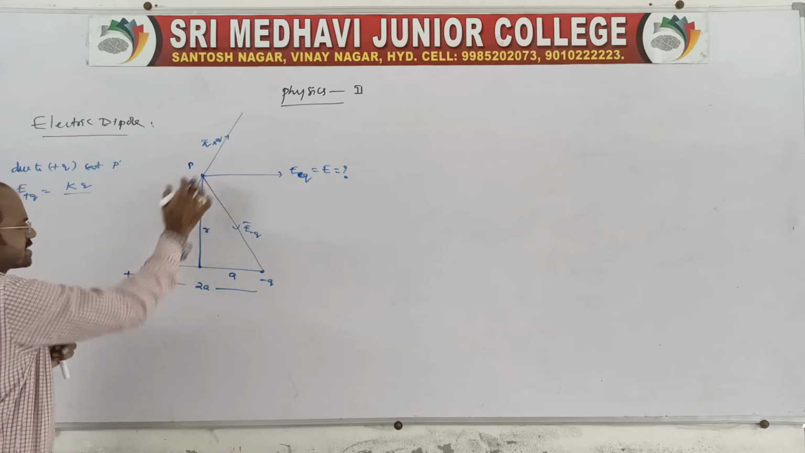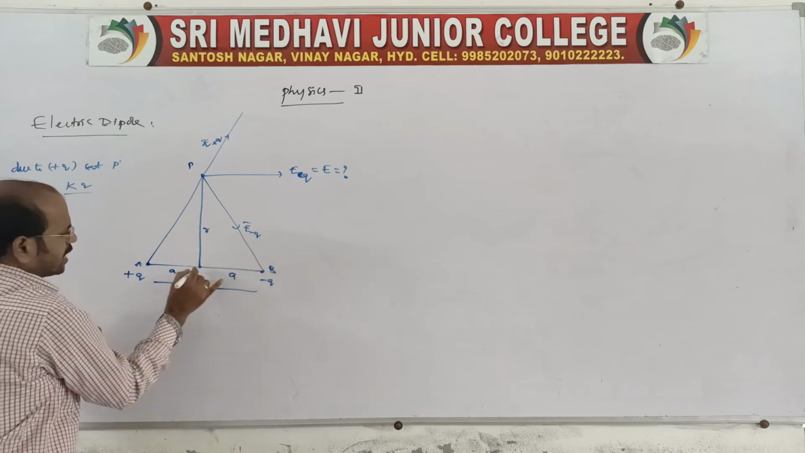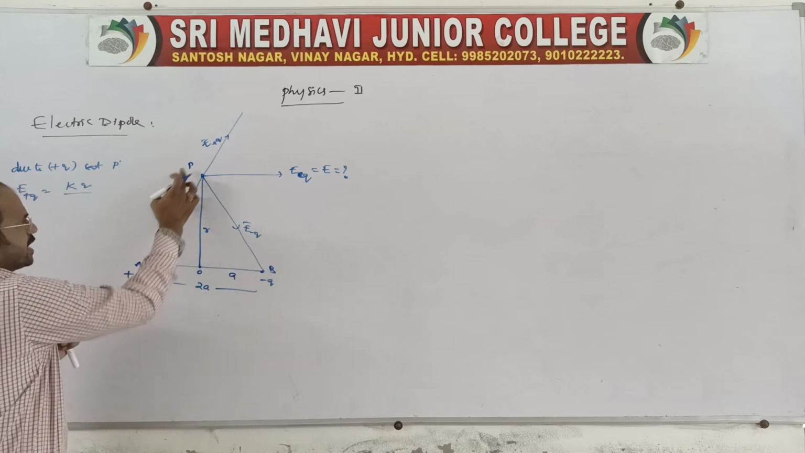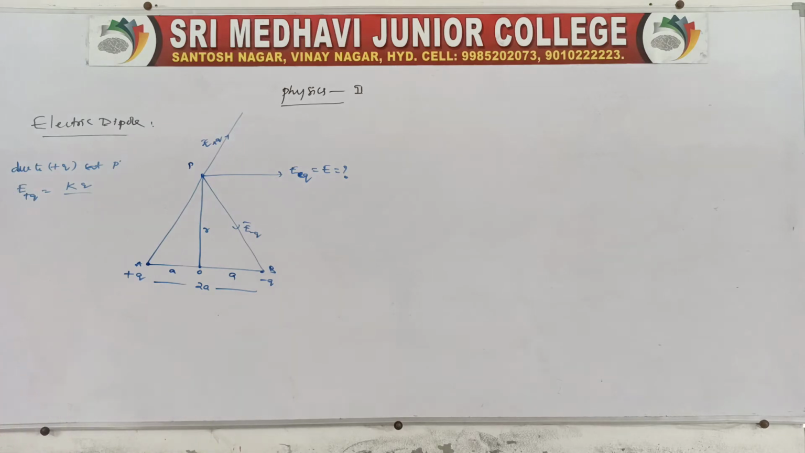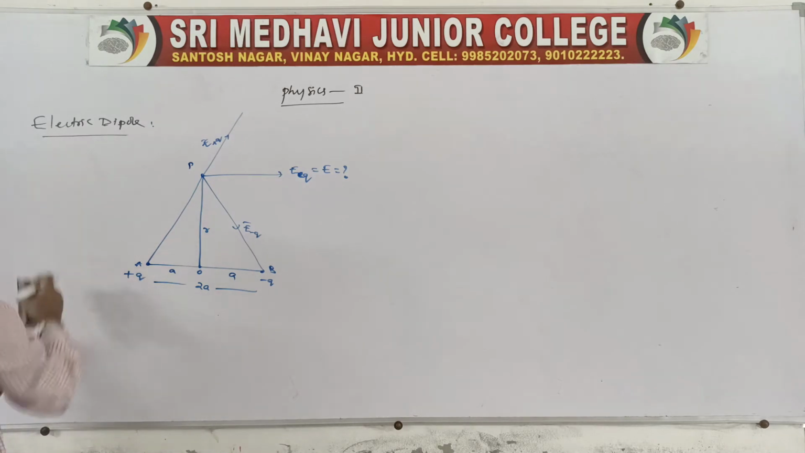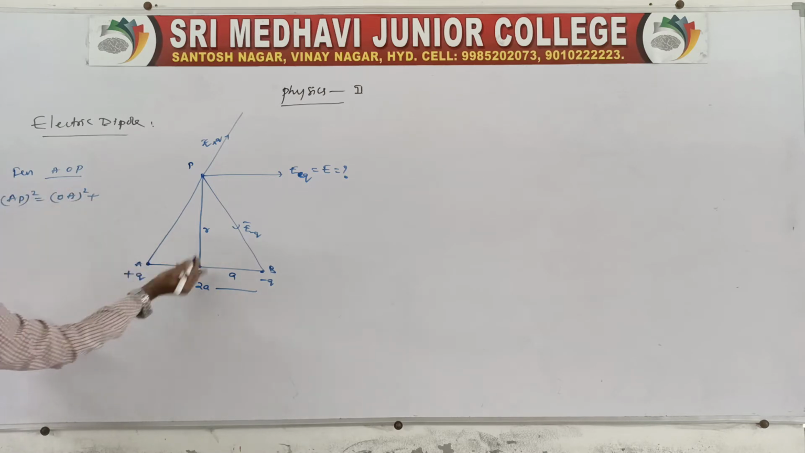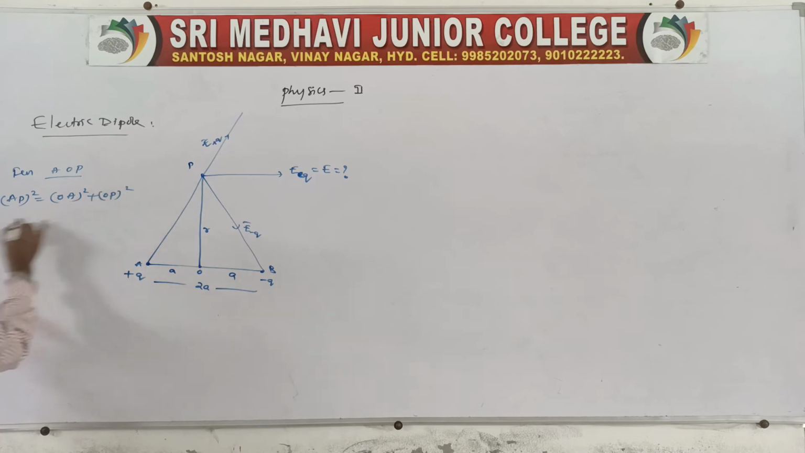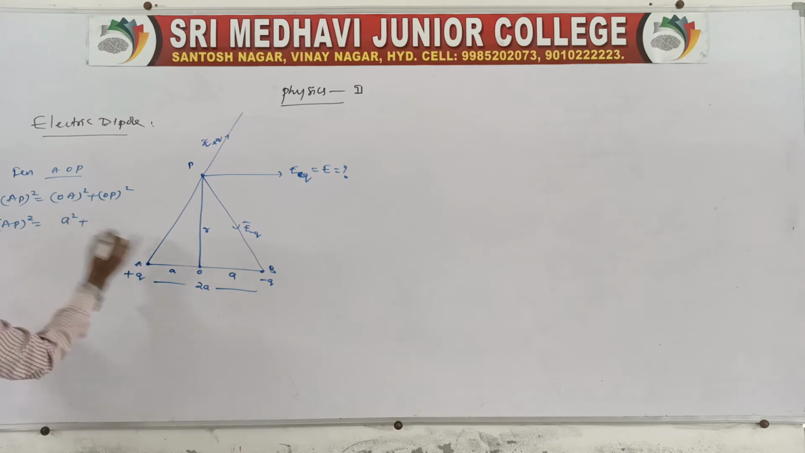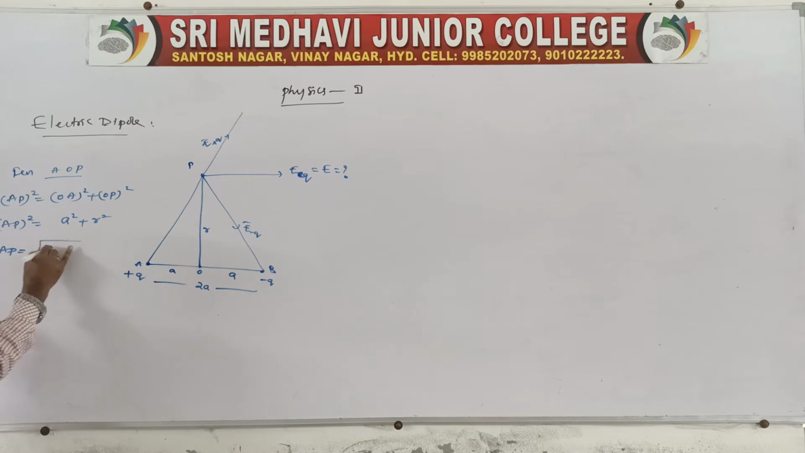Therefore, using this triangle, you say A, B, and it is O and P. First you write A only, then afterwards we'll see. Take triangle AOP. If I apply Pythagoras, AP square is equal to OA square plus OP square. OA is nothing but a, and OP is nothing but r. So AP is equal to root over a square plus r square.